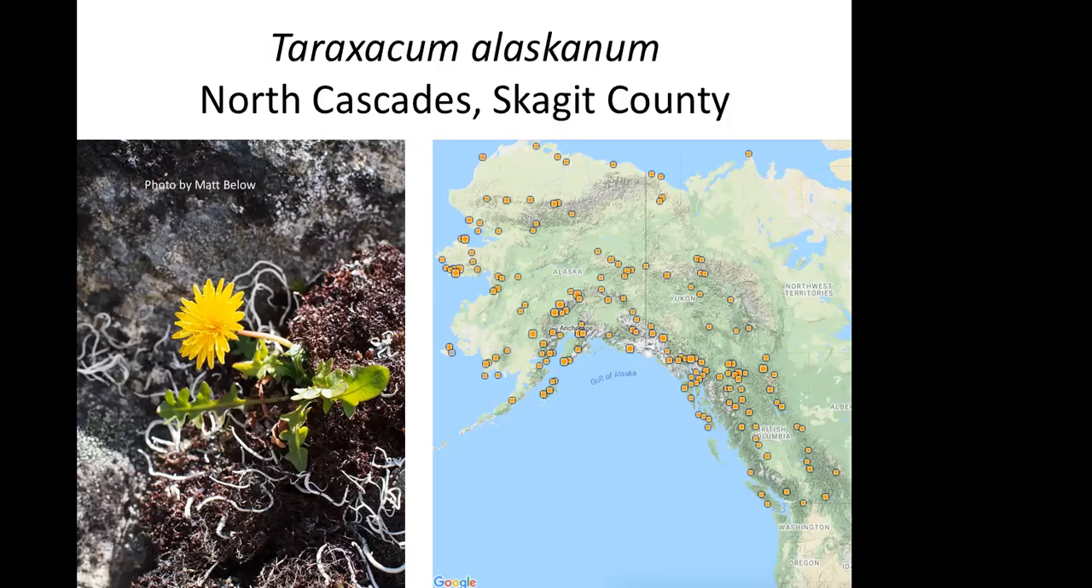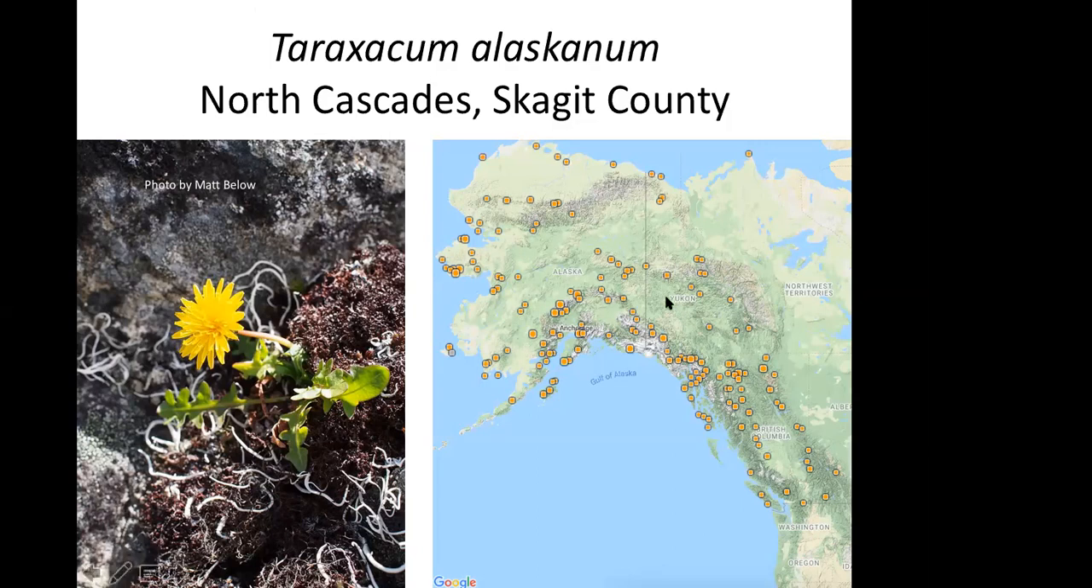He spends time in the Cascades, and he's turned up some interesting things. Last summer, he found a Taraxacum alaskanum just to the south of Cascade Pass. This is a picture of it here. He brought this specimen in, so we have a specimen of it. He and I went over the identification using the Flora of North America key, and we are quite confident that's what it is.